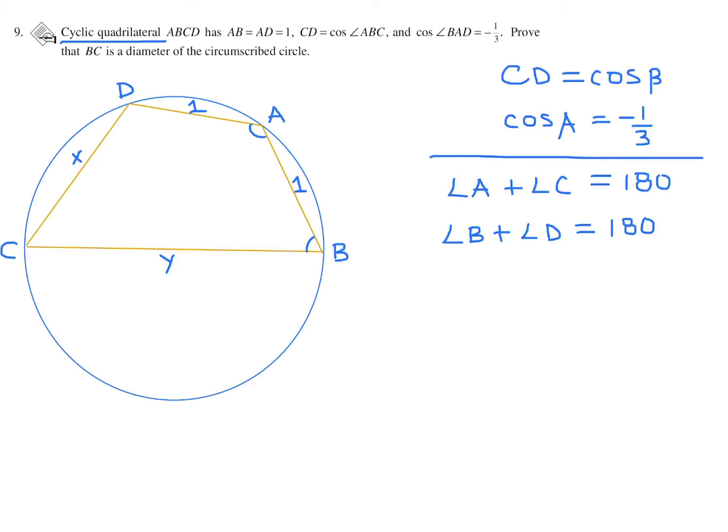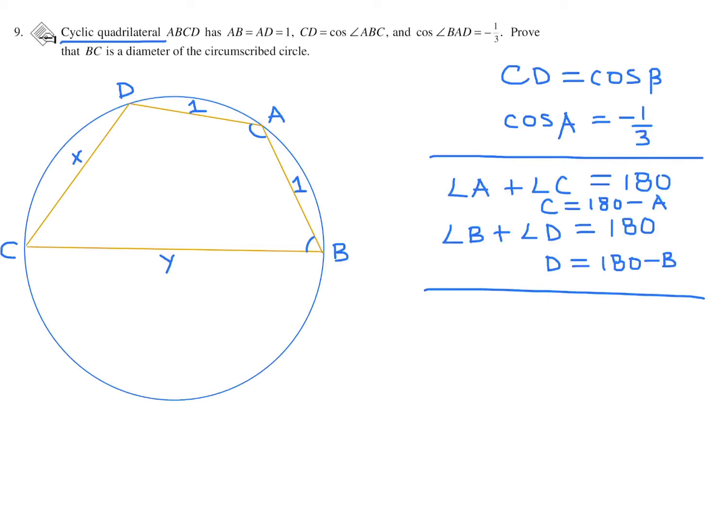And if you look at each of these, you can manipulate them. So angle C can be 180 minus A. You see what I mean? Or angle D can be 180 minus B, like that. So if you need to, you can do that because it's perfectly allowable.